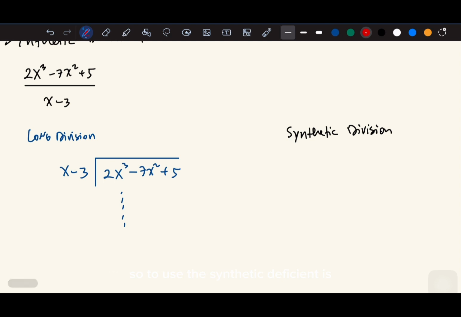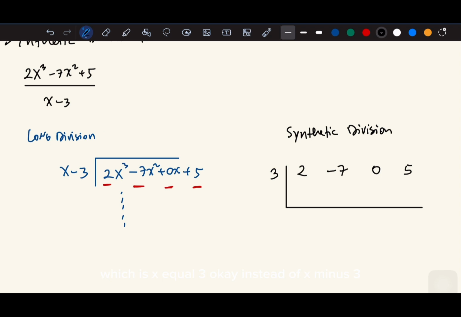So to use the synthetic division, we are going to write the coefficients. So 2, -7, and then imagine that in between we have x, right? We have x here, so let me write it with 0x. So we have 0 and we have the constant 5. So write all of that: 2, -7, 0, and 5. And then we put something like this. And then on the left side is going to be your solution, which is x equal 3, instead of x minus 3.